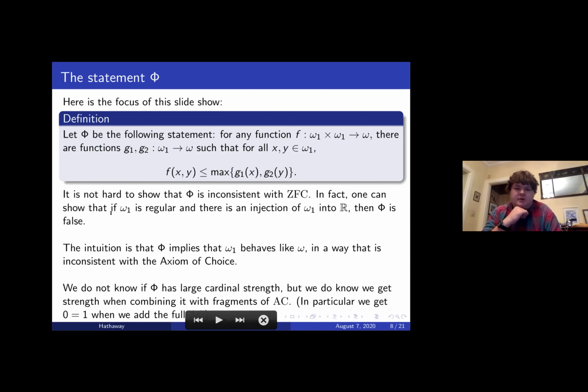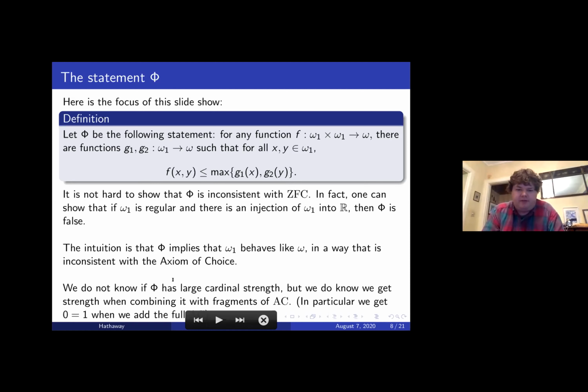So what that tells you is that if omega 1 is regular and phi happens to be true, then there is no injection of omega 1 into R, and that gives you some small, large cardinal strength. Because if there's no injection of omega 1 into R and omega 1 is regular, then in any model of the axiom of choice, the omega 1 of V is inaccessible in that model. Okay, the intuition we want to have about the statement is phi implies that omega 1 behaves like omega, but in a way that is inconsistent with the axiom of choice.